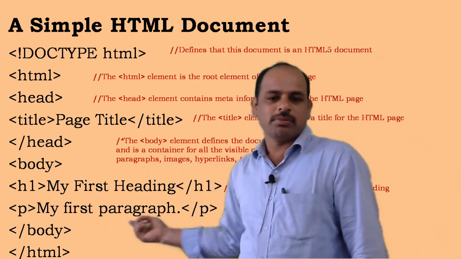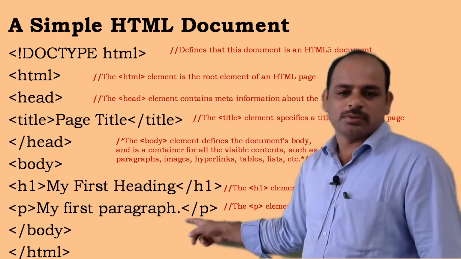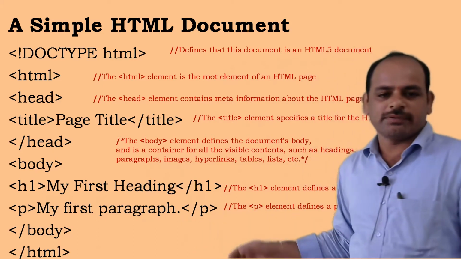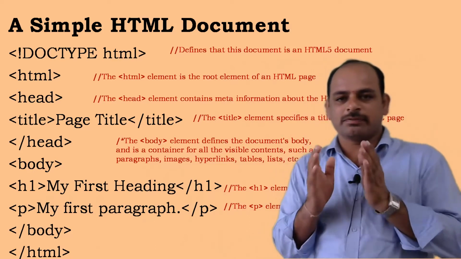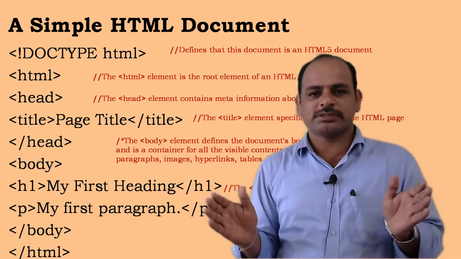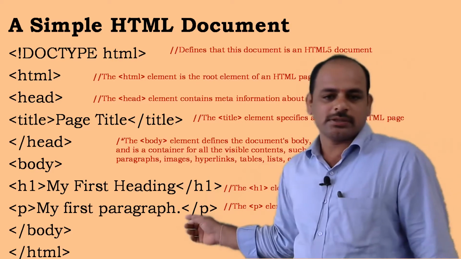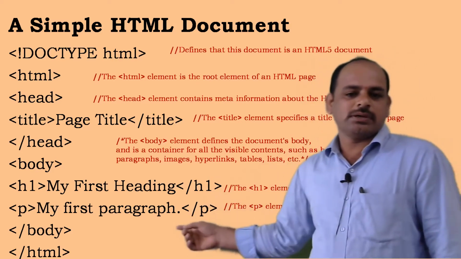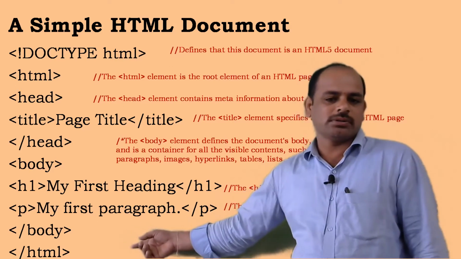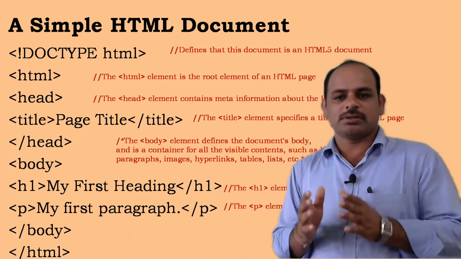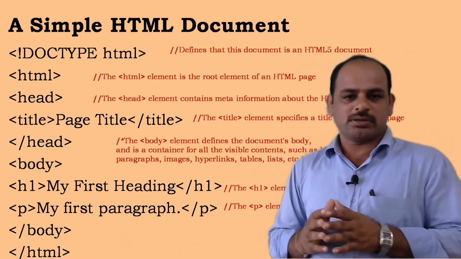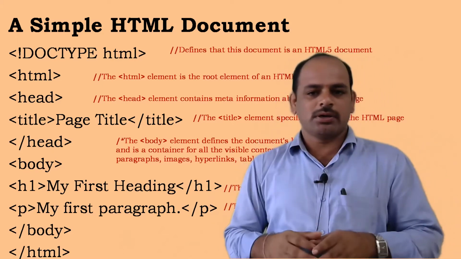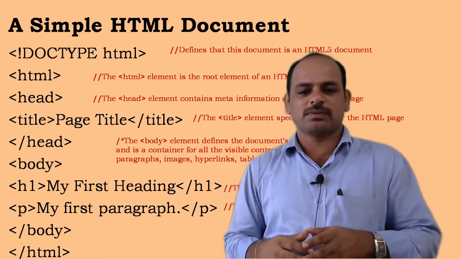So in between, my first paragraph will stop here, so I will close the paragraph. For every opening tag there is no slash here, but for a closing tag there must be a forward slash, right? And after this, we have to close the body tag, then we have to close the root element, that is the HTML element. This is a small simple HTML document. You can see the output for this one also, right?